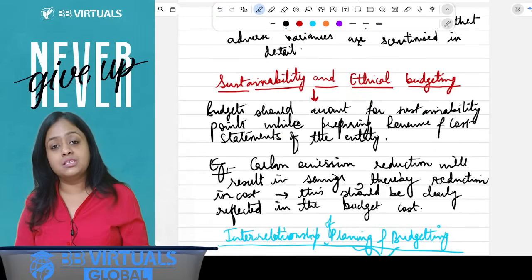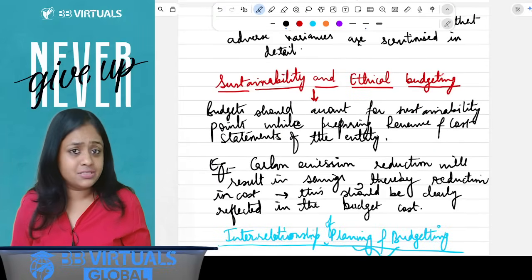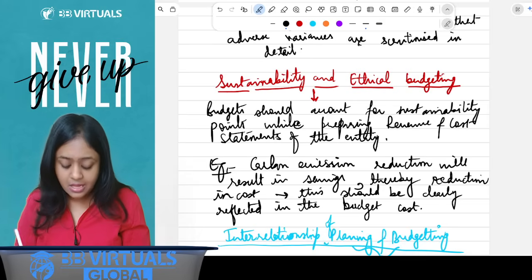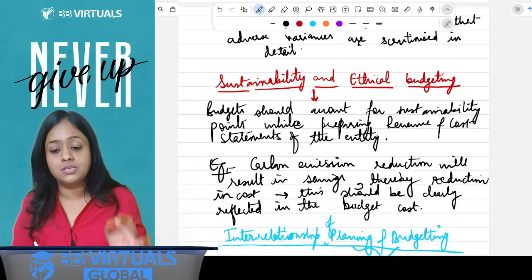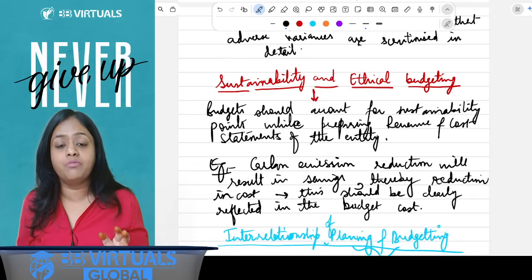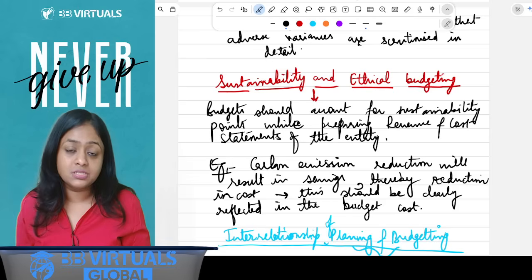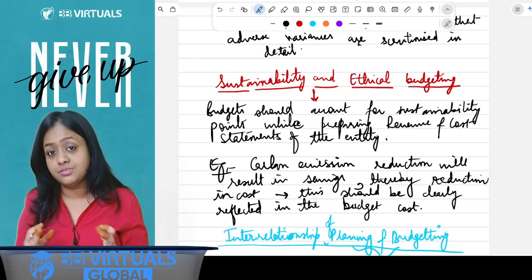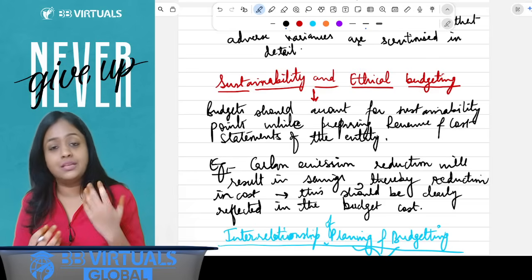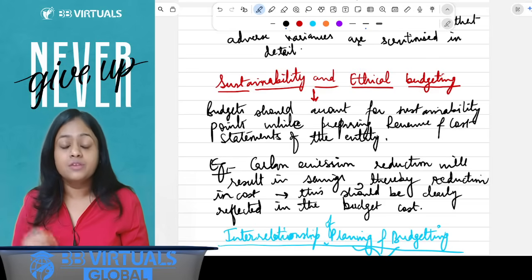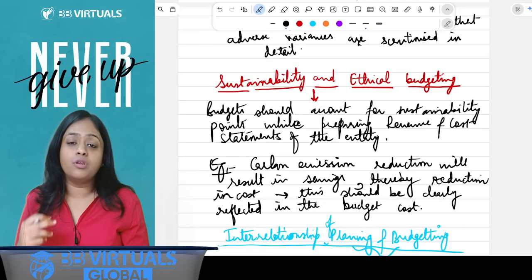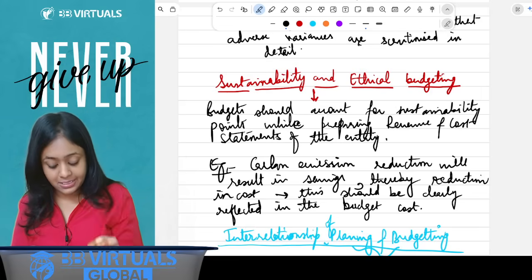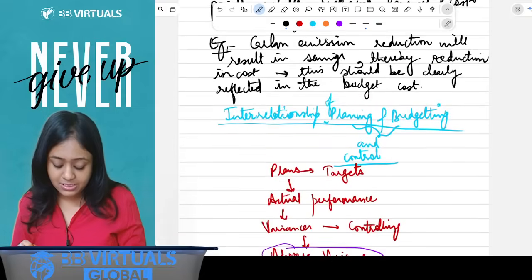Sustainability and ethical budgeting go hand in hand. We have discussed sustainability as well. Just taking a small pointer here: the budget should account for sustainability points when we are preparing the revenue and cost estimates. For example, carbon emission reductions, if they result in savings, can lead to incremental income, so that has to be highlighted. If you're installing pollution control equipment, that leads to incremental expenses. Again, that has to be highlighted in the budget separately for sustainability.